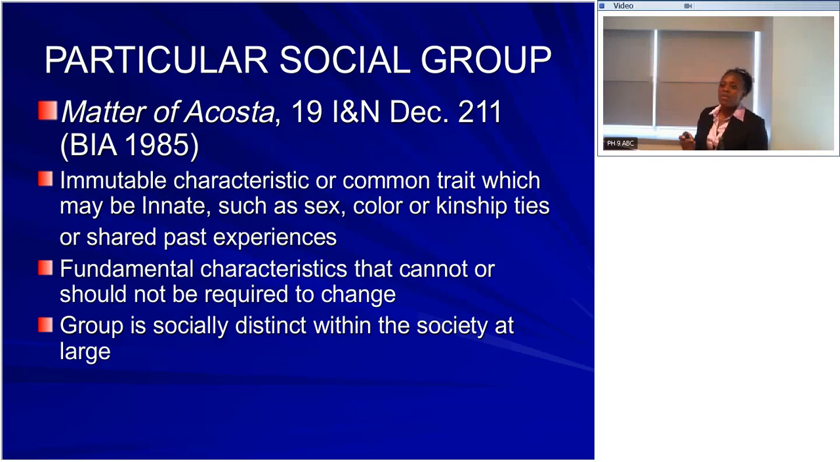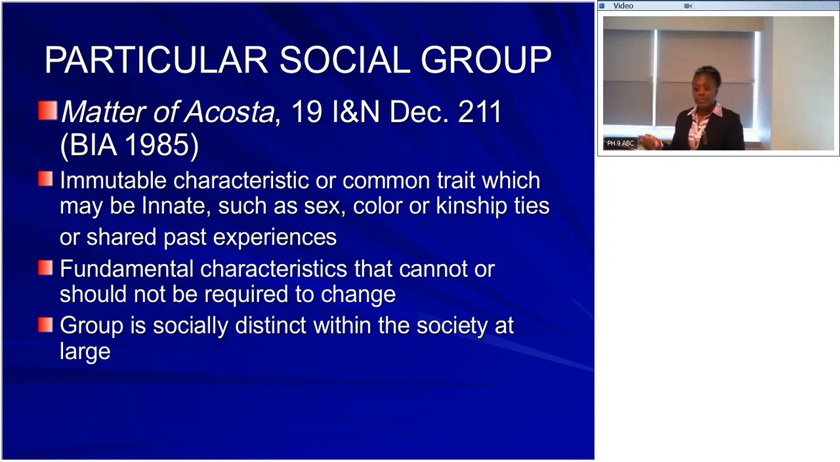The area where there is the most litigation in terms of one of these 5 grounds is membership of a particular social group. And that is because, once again, there is no definition of what it means, membership of a particular social group. But it also doesn't include everything else that is not race, religion, nationality, or political opinion. So when you're dealing with a particular social group claim, you have to really think carefully about how you want to define your particular social group.